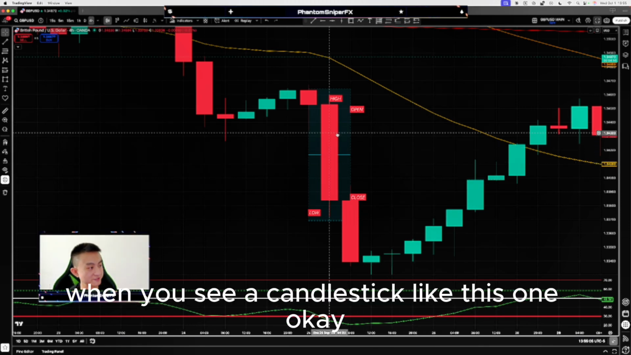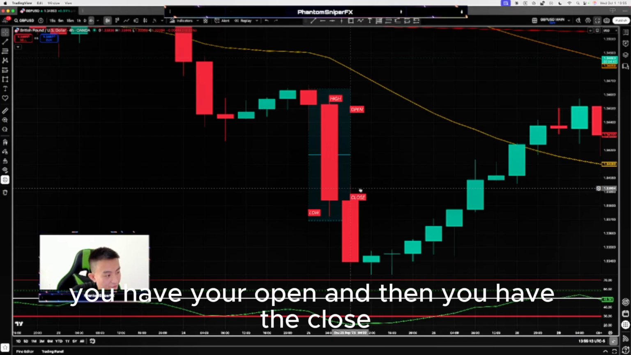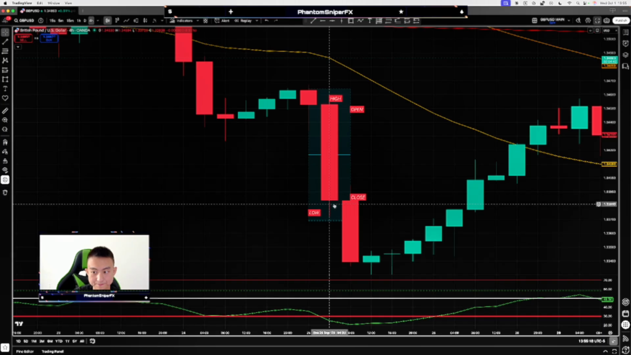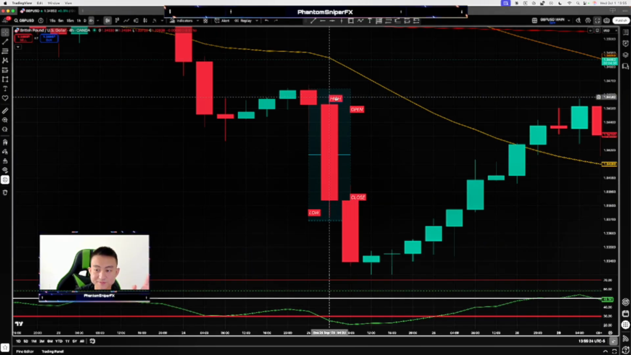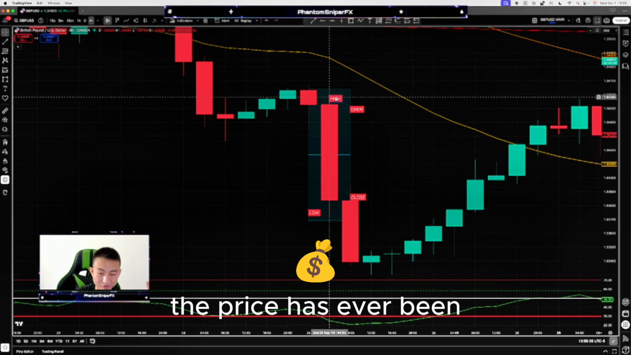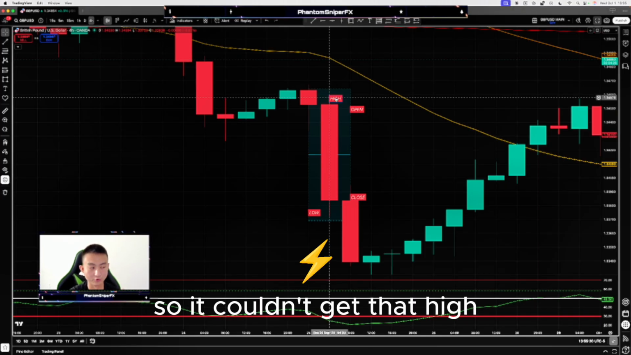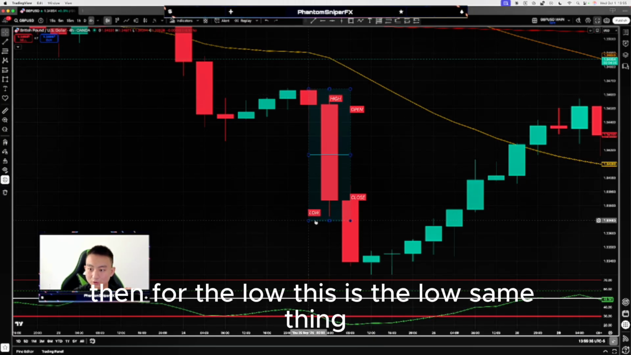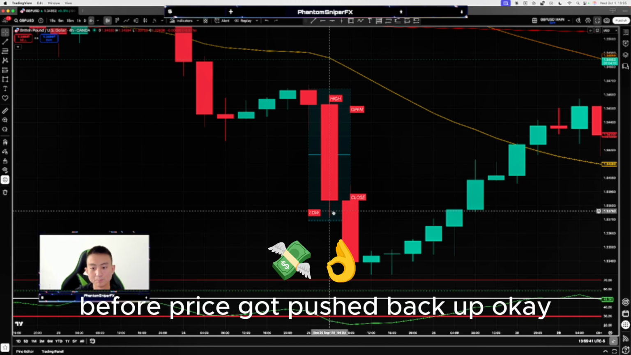When you see a candlestick like this one, you have your open and then you have the close. So the open is at the start of the candlestick and then it closes down here. Now the high is basically the highest point the price has been, but there was more selling pressure, so it couldn't get that high, and that's why you see that wick right here. Then for the low, this is the low. Same thing, but it's the lowest point it got before price got pushed back up.